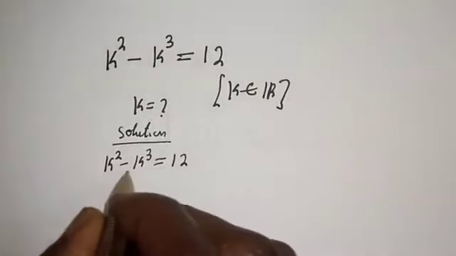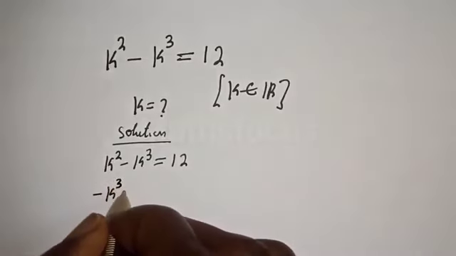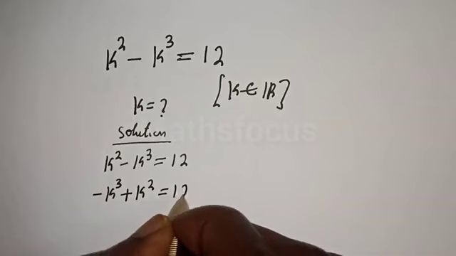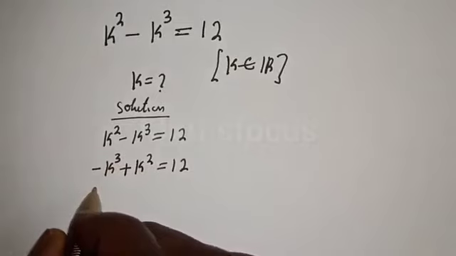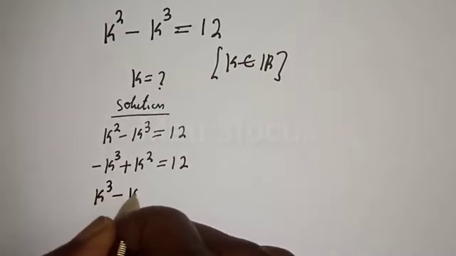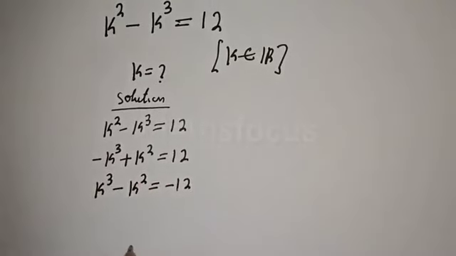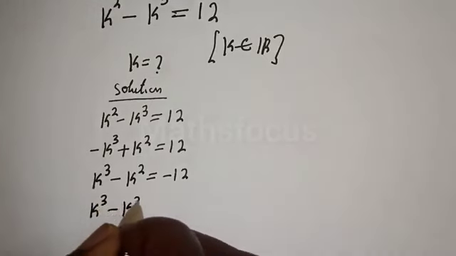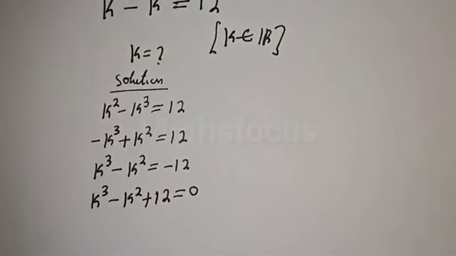Then we can rearrange this. We have minus k raised to power 3 plus k squared is equal to 12. Let's multiply all through by minus 1. Then here is k raised to power 3 minus k squared is equal to minus 12. Then k raised to power 3 minus k squared plus 12 is equal to 0.